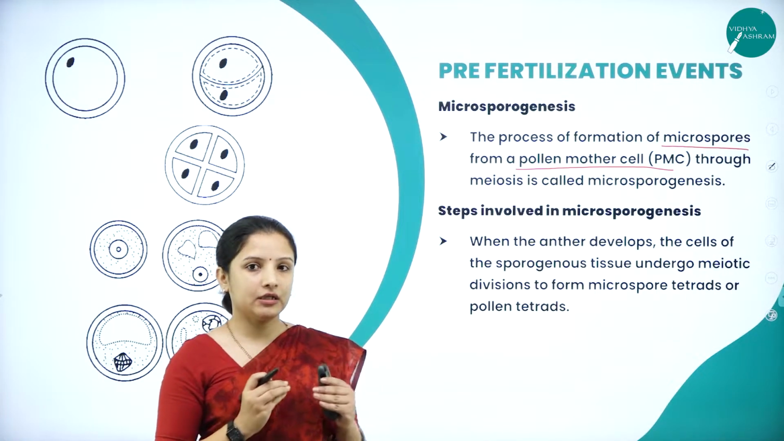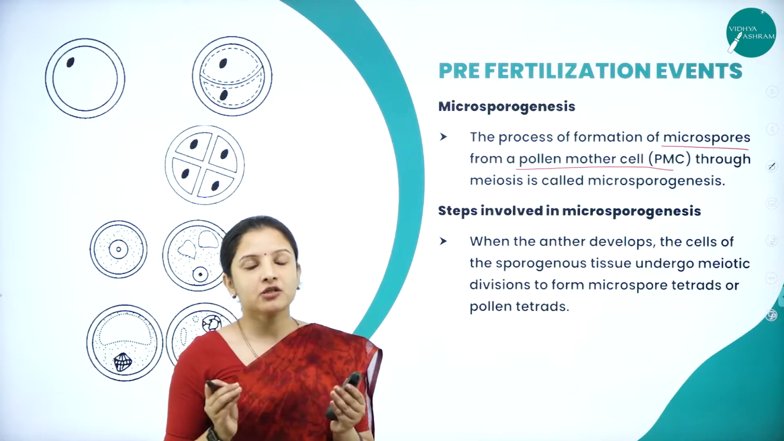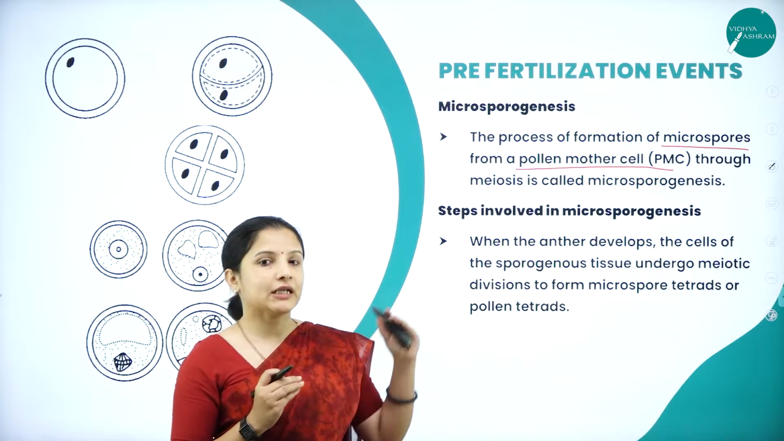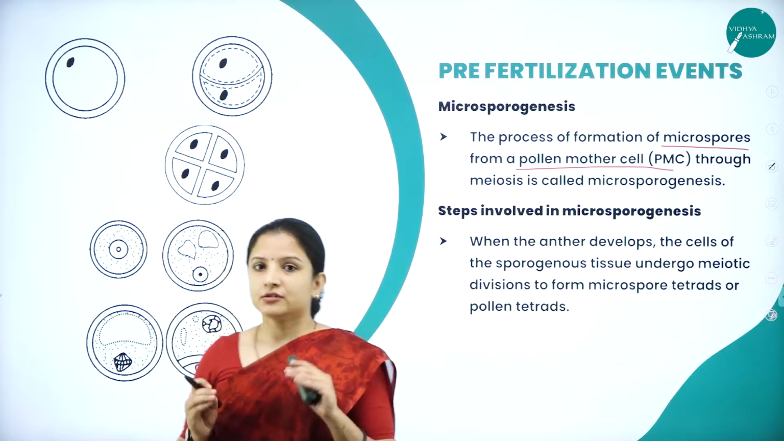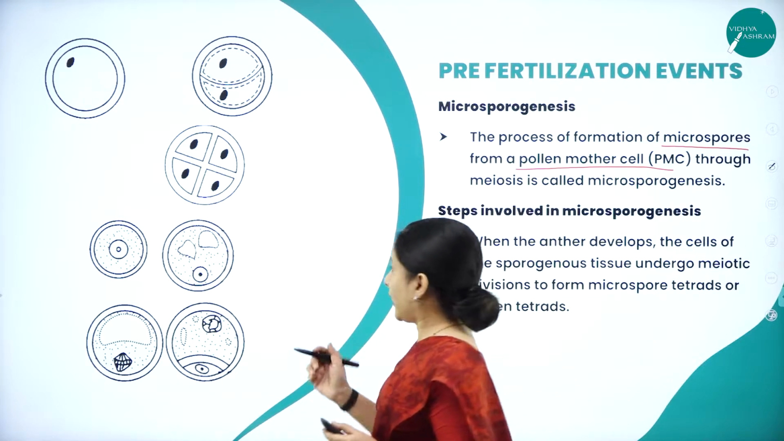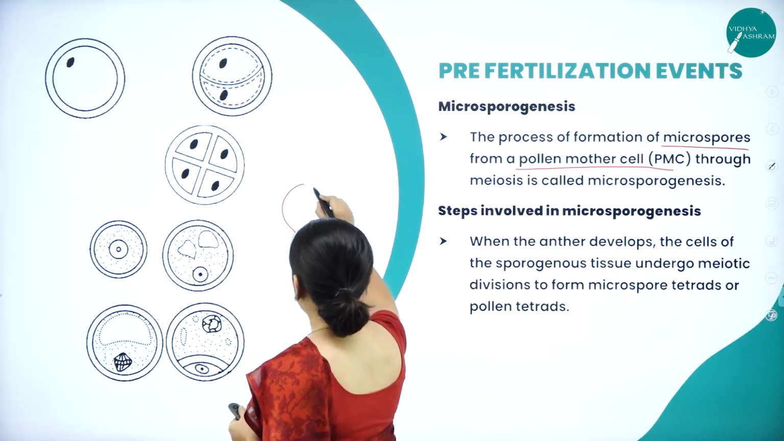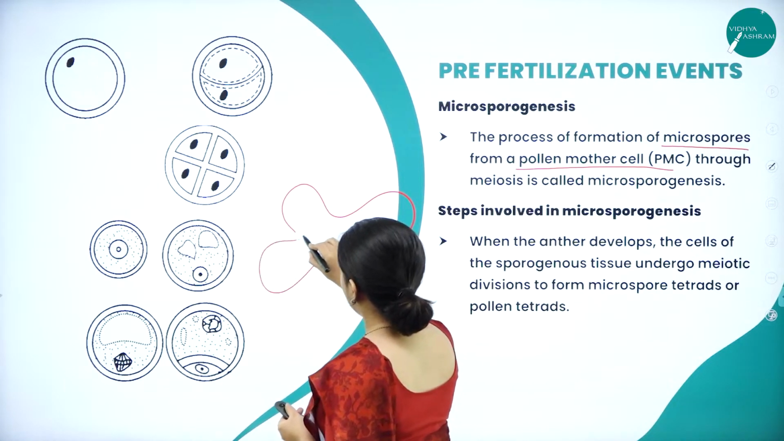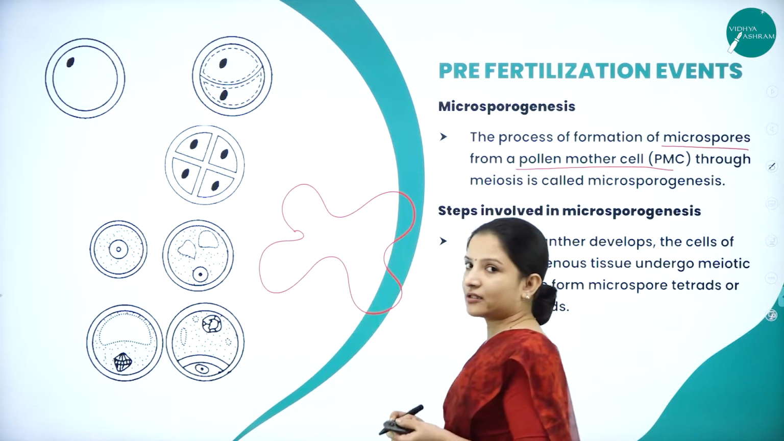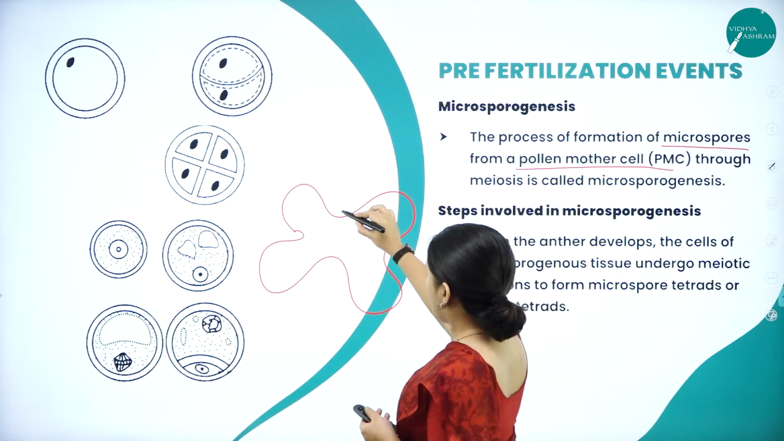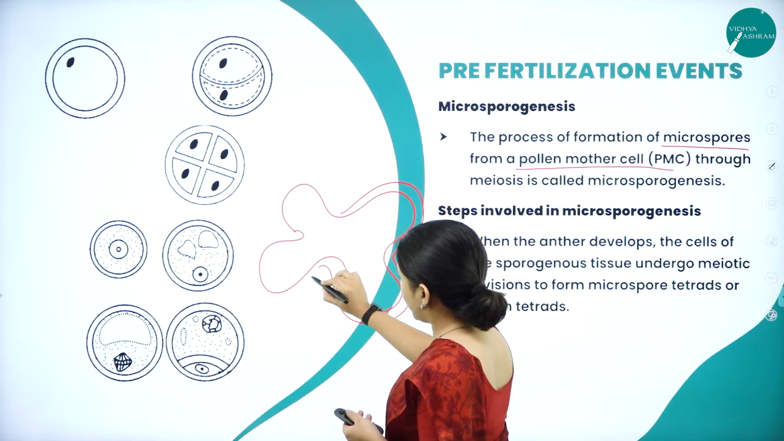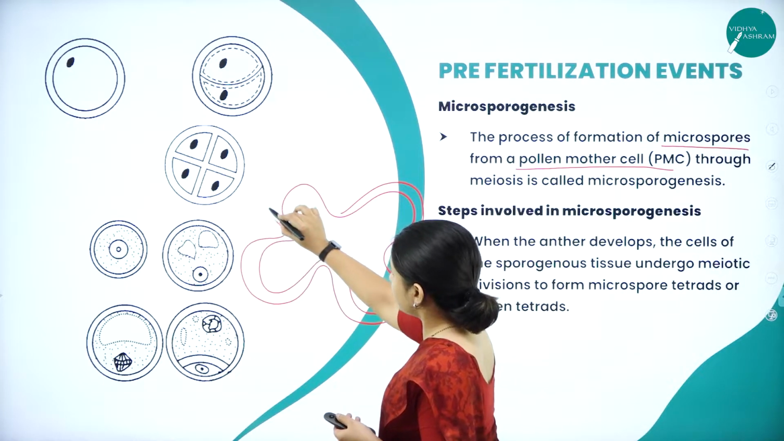What we'll learn here is, again, I will teach you the diagram of the microsporangium so that it will be even clearer. I'll draw a diagram of the microsporangium. You know that the microsporangium is tetragonal. It has 4 sides. What is there in the microsporangium? You have different layers that cover the microsporangium.